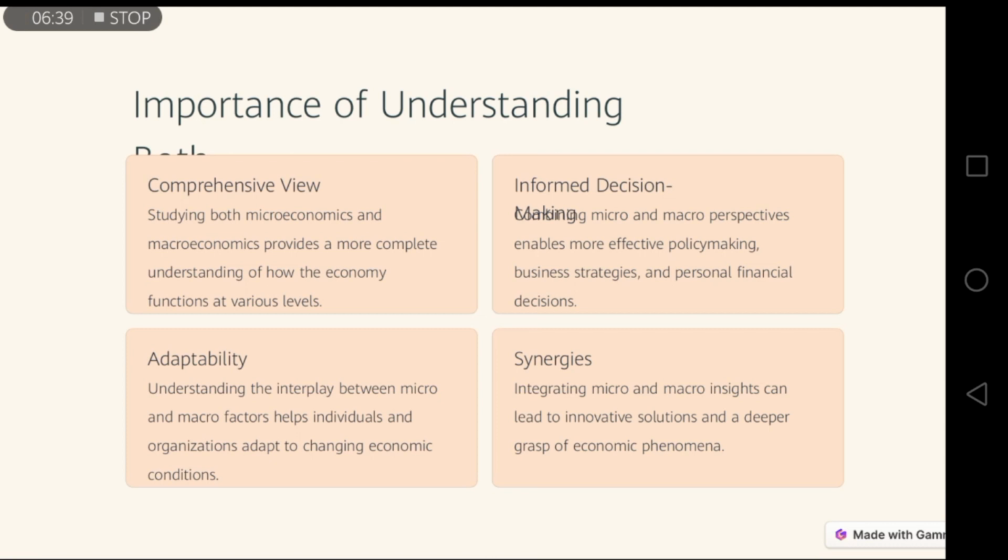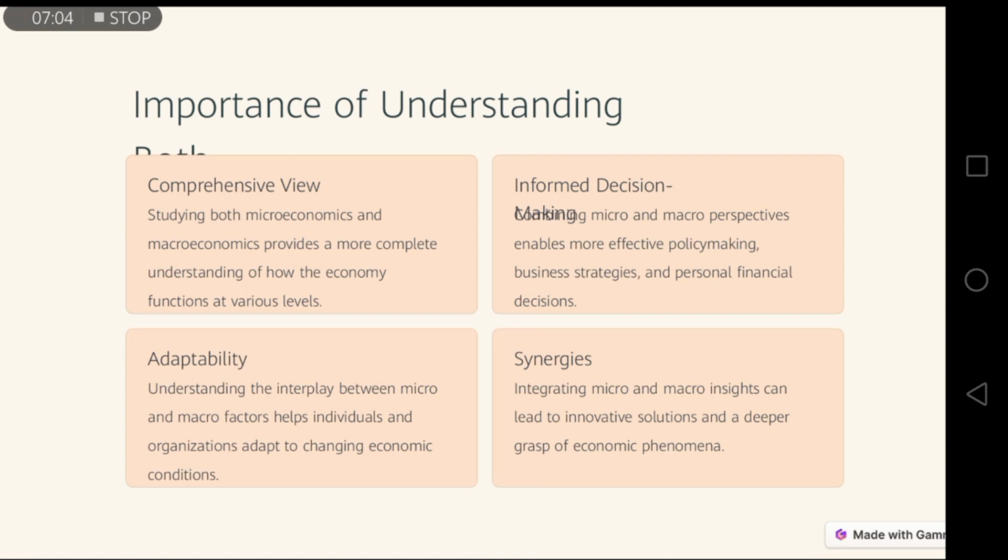When we study microeconomics and macroeconomics, we study how different sectors, individuals, markets, factories, and governments act, how they behave, and how they make decisions. So we will cover all the sectors at the individual level as well as the whole aggregate level. Another one is informed decision making.